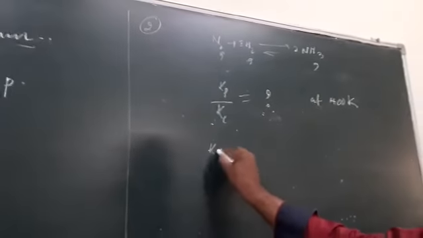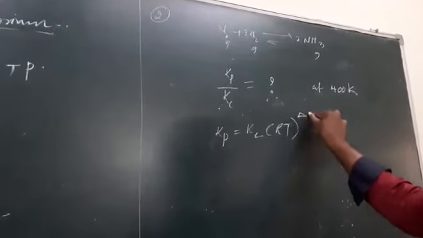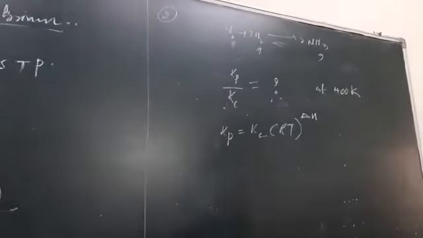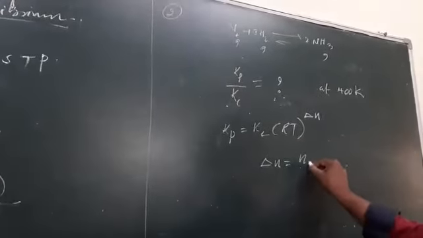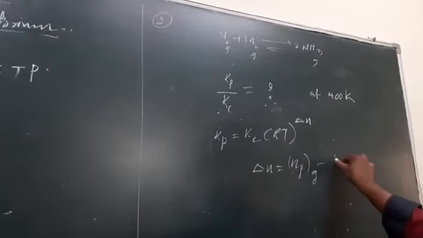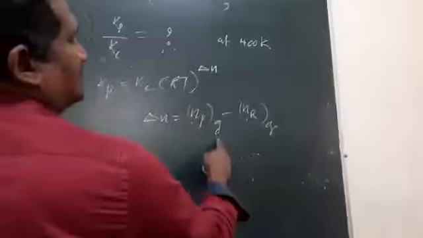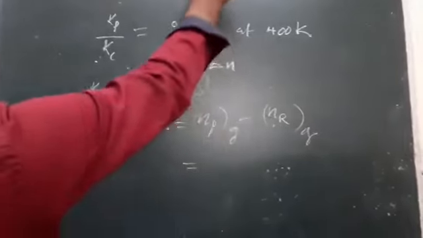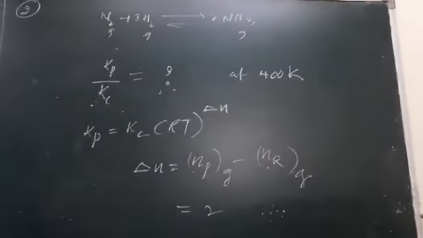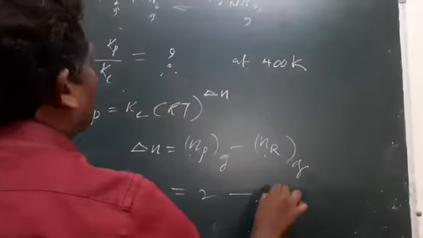You know the relation Kp equals Kc into RT power delta n. You know that delta n equals the number of gaseous product moles minus the number of moles of gaseous reactants. There are 2 gaseous moles of products minus 1 plus 3, that is 4 moles, minus 2. So delta n is minus 2.